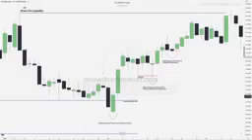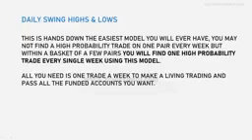So then all we have to do is work with the understanding of the open high low close or the open low high close, right? Taught in that first lesson of the mentorship. So this is hands down the easiest model you will ever have. You may not find a high probability trade on one pair every week, but within a basket of a few pairs, you will find one high probability trade every single week using this model. All you need is one trade a week to make a living of trading and pass all funded accounts you want.